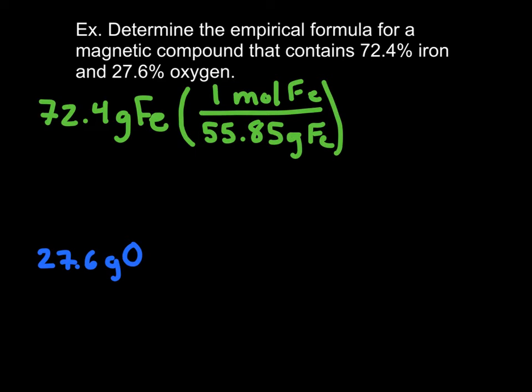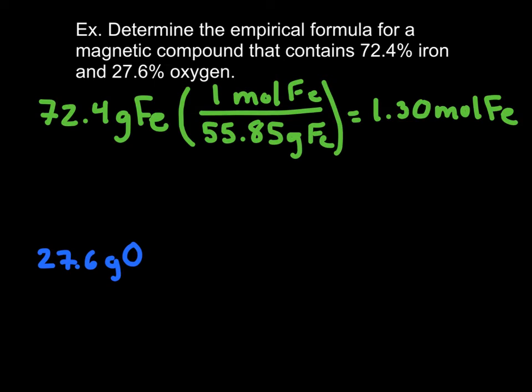Now, if you work this out with your calculator, 72.4 times 1 divided by 55.85, you should end up with 1.30 moles of iron. We're not really interested in significant figures here because we're attempting to get the lowest whole number ratio between these two elements. So our best bet for empirical formulas is to round at the second decimal place, or the hundredths place.